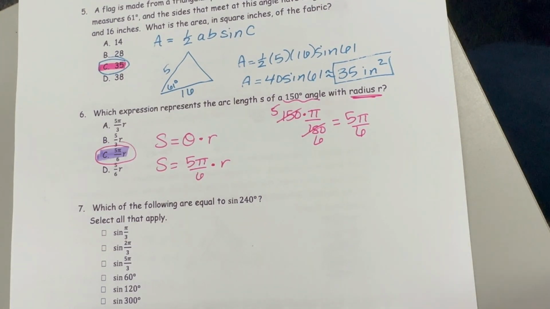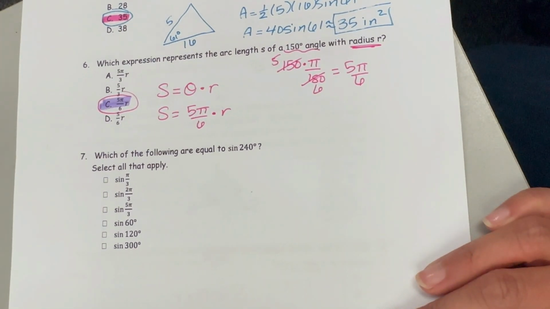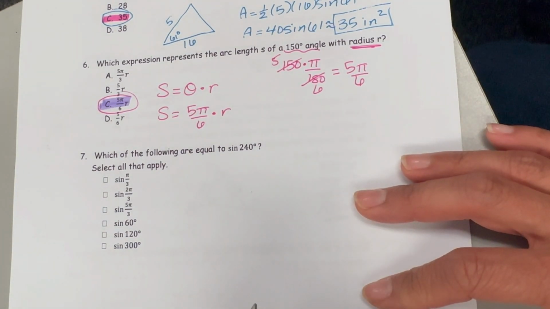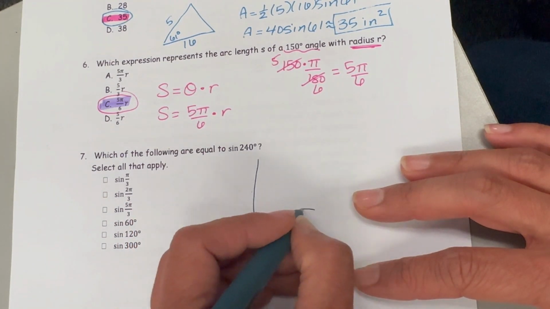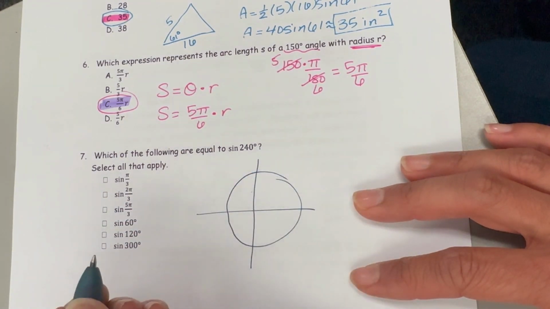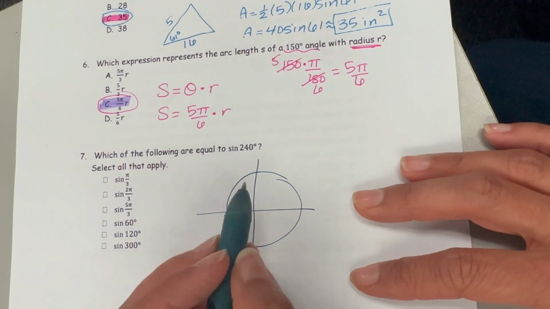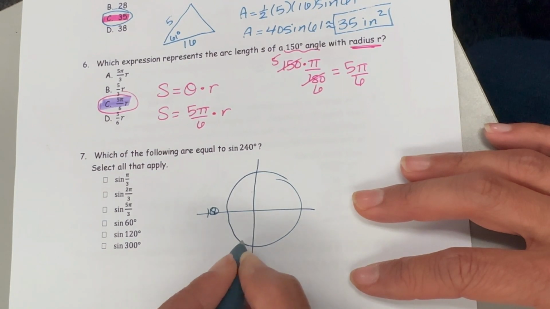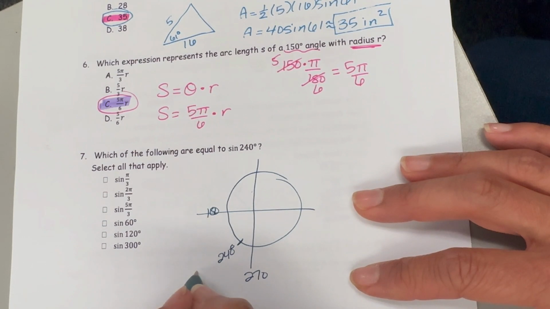Number 7 says, which of the following are equal to the sine of 240 degrees? So for this one, I'm just going to draw a quick little sketch of a unit circle, not a full complete unit circle, but a unit circle nonetheless. Let's see, here would be 180, so 240, because this is 270, 240 is over here. That is the same as 4 pi over 3, and we know that the coordinates here would be negative 1/2, negative square root of 3 over 2.